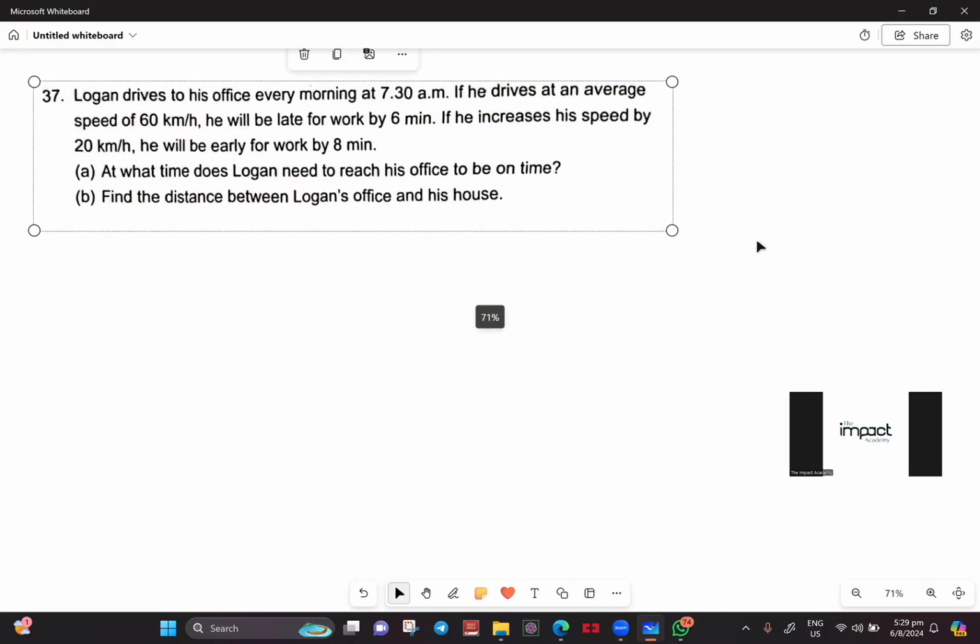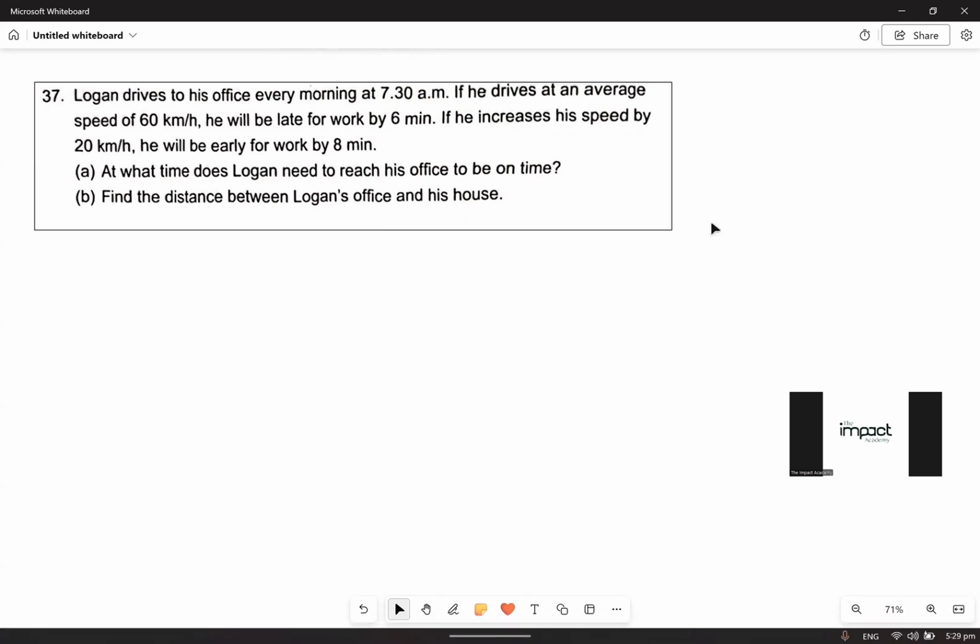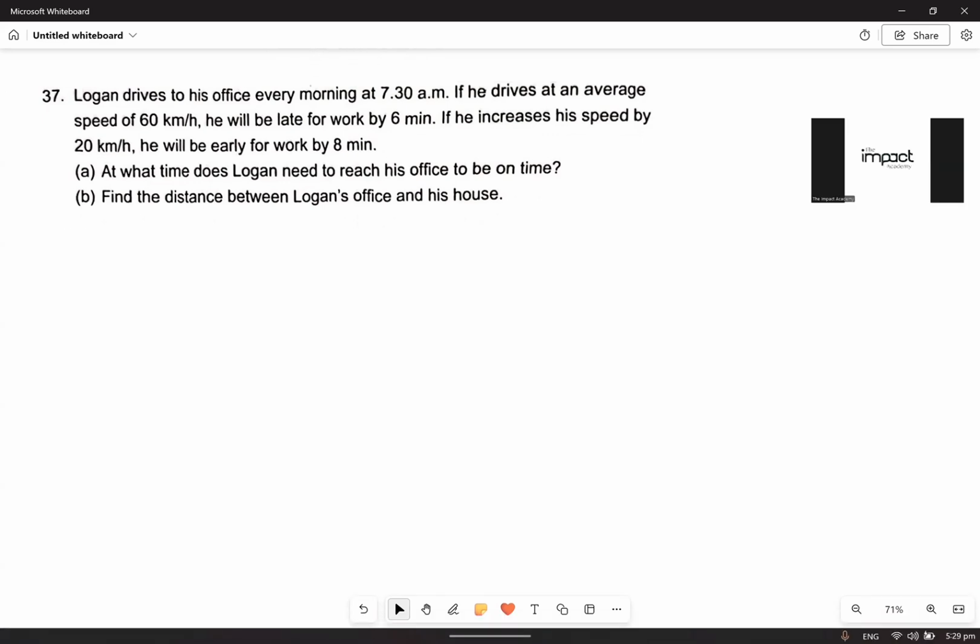Well, this is a time question, of course. It's a speed time question. Listen, now over here it says what? Logan drives to his office every morning at 7:30 a.m. Okay, so I understand why you say S1, S2, very good. But I guess what concept are we going to use? We are going to use something called ratio. We're going to use ratio to help us to solve. If he drives at an average speed of 60 kilometers per hour, he'll be late for work by how many minutes? 6 minutes. That means to say he's not fast enough. So please write down that this is using ratio. Is that okay?